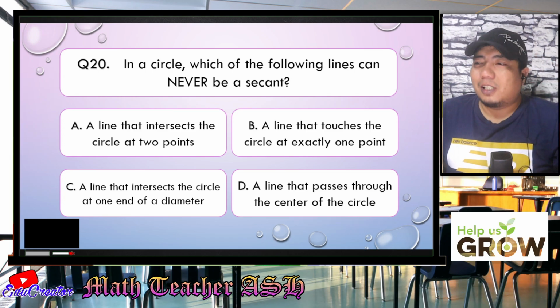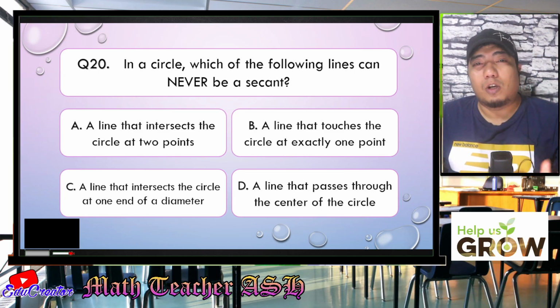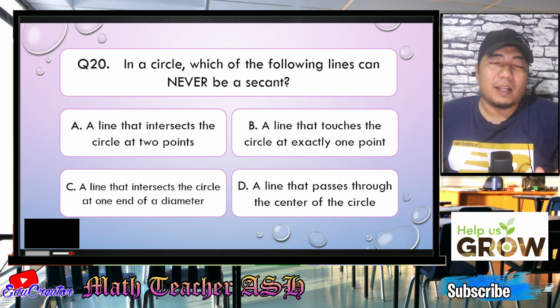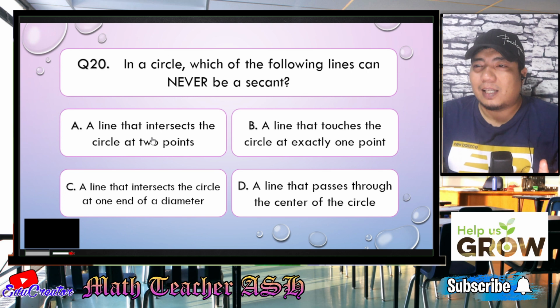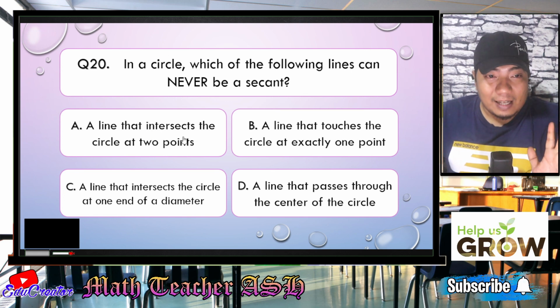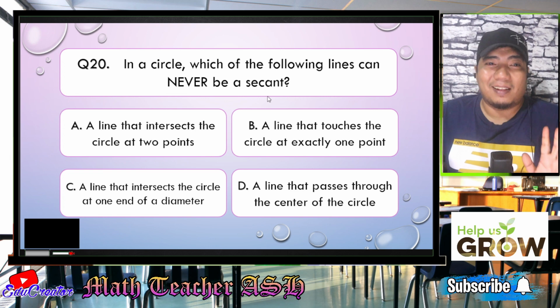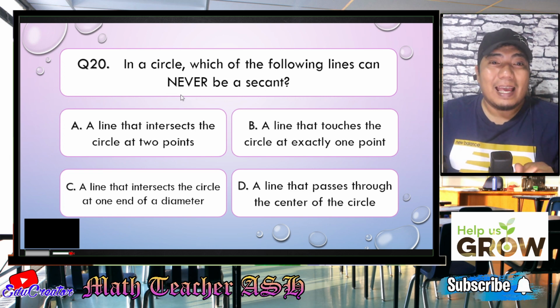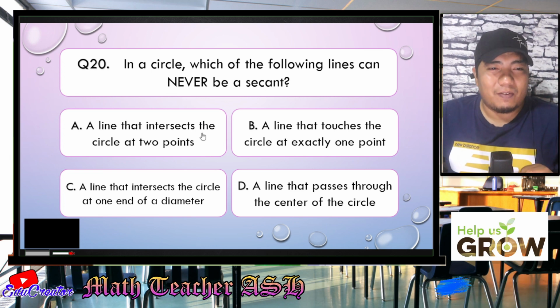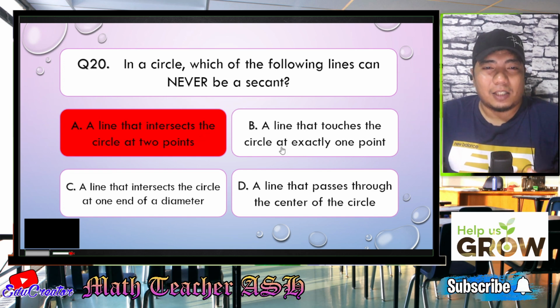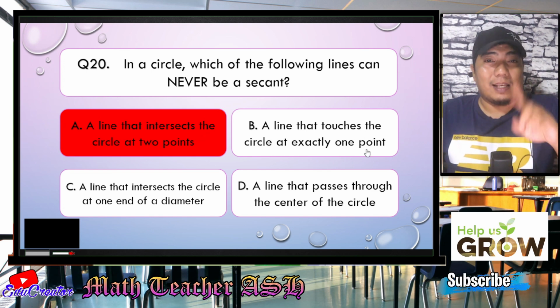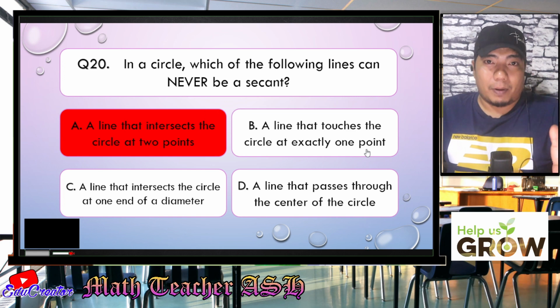Alright, math learners, this question is very, very easy because we just need to consider some definitions. Basically, the definition of a secant is a line that intersects the circle at 2 points. So this satisfies the definition of secant, but we are finding what can never be. So letter A is wrong. Okay, how about letter B? A line that touches the circle at exactly 1 point. Now that is another definition, for a different part of the circle.